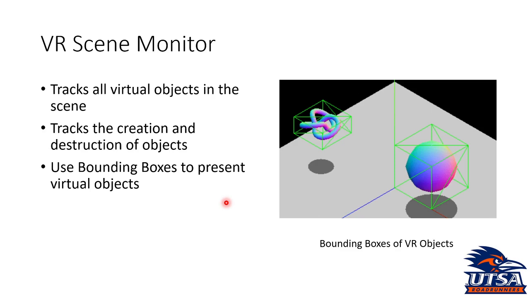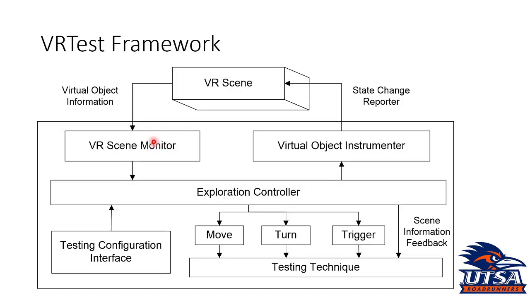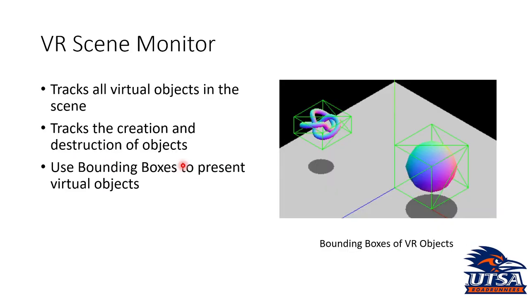The VRThing monitor, which is the first component, tracks all the virtual objects in the thing, including the creation and destruction of objects, and it represents all the virtual objects with bounding boxes. A bounding box is a rectangular box that can enclose our virtual objects, because they can have different shapes. We use rectangular boxes to make things simpler for the testing strategies.